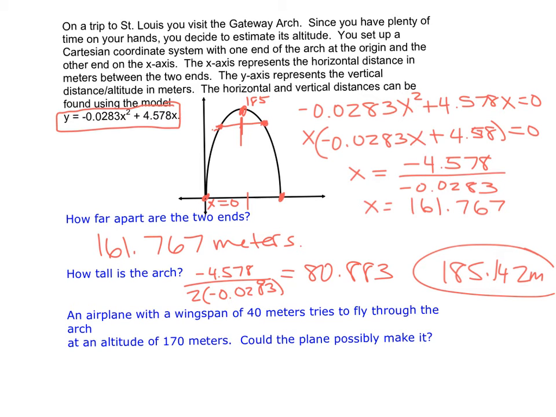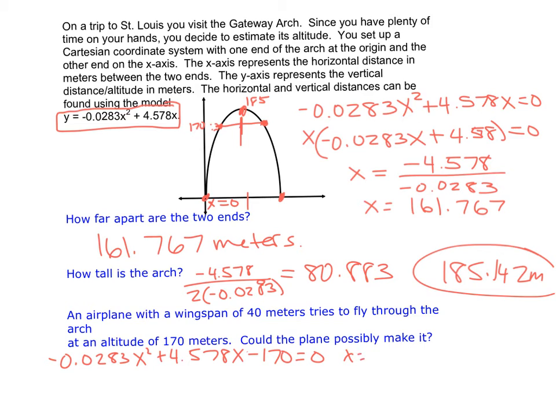So take a guess. What do you think we should do? We are going to set our equation. We need to know the x's when the y is 170, right? This is a y value of 170. So we're going to set our equation equal to 170 and solve. Definitely use quadratic formula because this is terrible. So negative 0.0283 x squared plus 4.578x equals 170. So then subtract the 170. I'm just going to do this because I'm running out of space. All right, so quadratic formula. Pause and do it if you haven't yet.